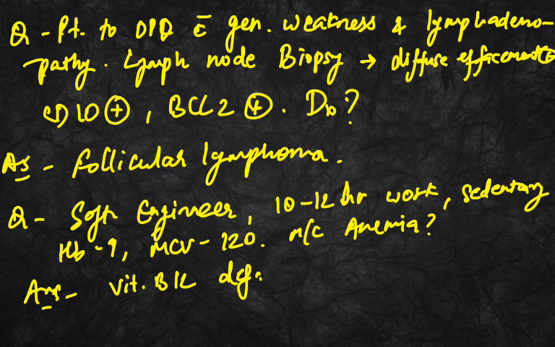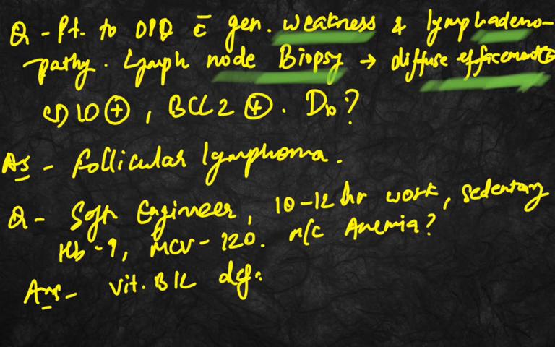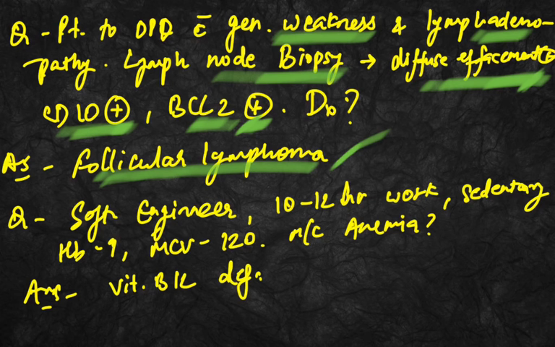Patient to OPD with generalized weakness and lymphadenopathy. Lymph node biopsy is given, in which diffuse effacement is present, and BCL2 is present and CD10 is present. So if BCL2 is present, this is follicular lymphoma. This is the clue for that.